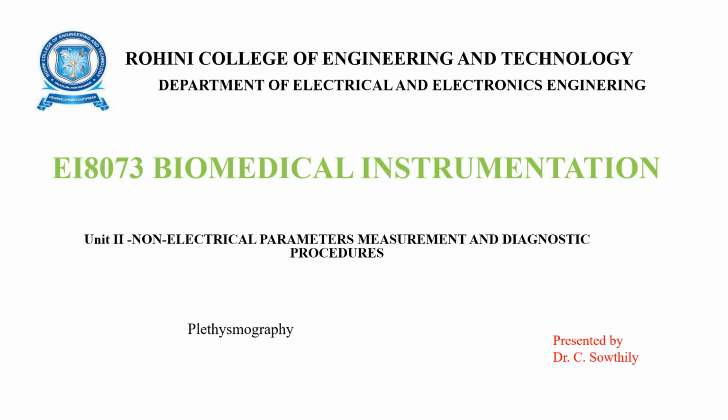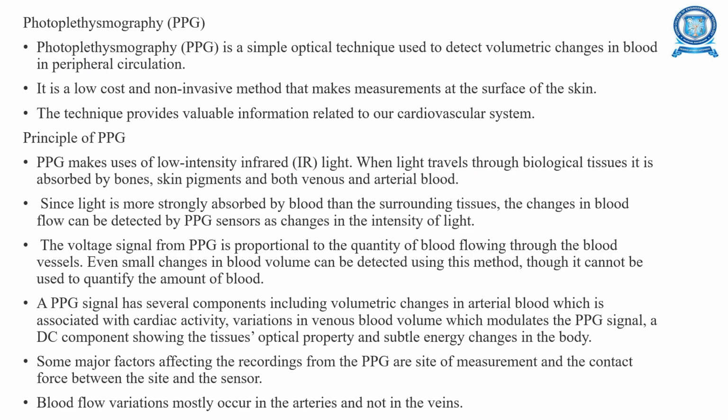Now we'll discuss plethysmography. So, photoplethysmography (PPG) is a simple optical technique used to detect the volumetric changes in blood in peripheral circulation. The main principle of photoplethysmography is that it uses a low intensity infrared light. When light travels through the biological tissues, it is absorbed by the bones, skin pigments, and both venous and arterial blood. So, the voltage signal from PPG is proportional to the quantity of blood flowing through the blood vessels.